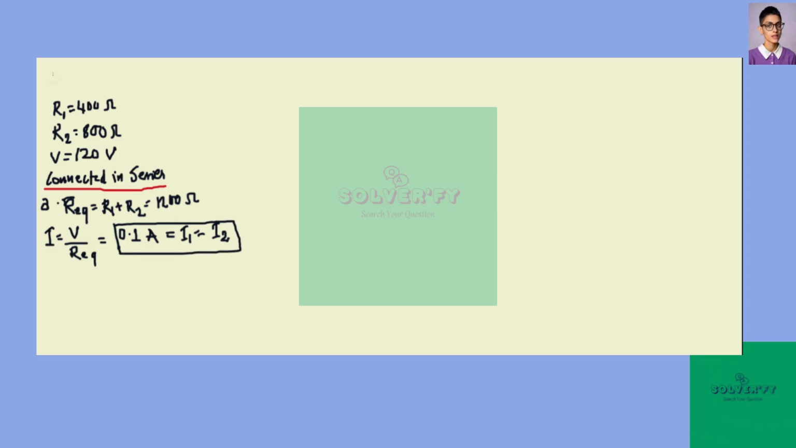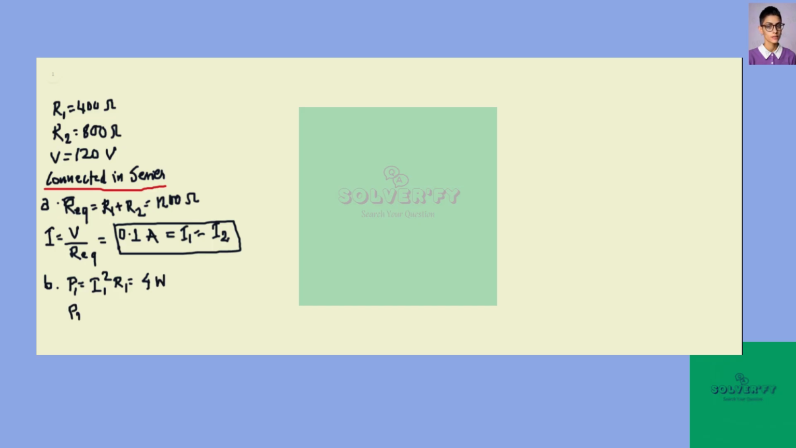Is this what it has to calculate? Yes, current through each bulb. So we are done with part A. Let's move on to part B. The power dissipated in each bulb. Okay, so the power dissipated in the first bulb equals I1 squared times R1. Now I1 squared is 0.1 squared, R1 is 400, so this is simply 4 watts.